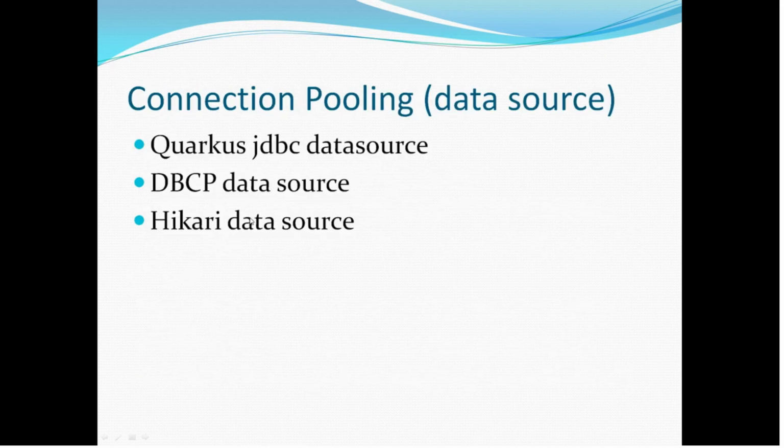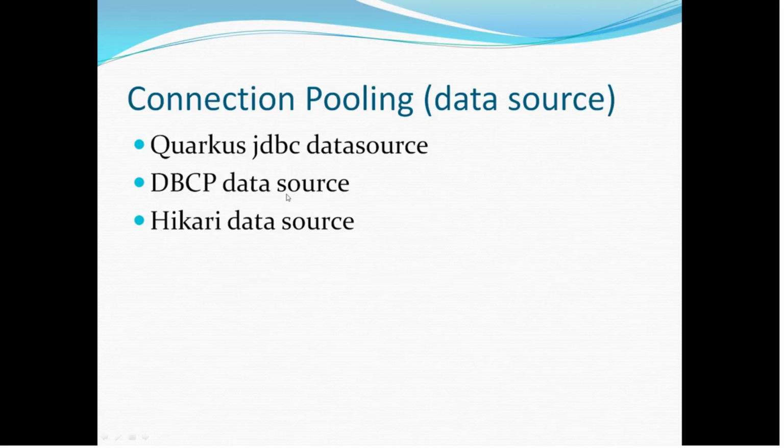When we are using this DB connector, we need to understand the connection pooling or data source concept in Apache Camel. In Camel, we can create data sources in three different ways and use those data sources. First one is the Quarkus JDBC data source. Second one is the DBCP data source. Third one is the Hikari data source.